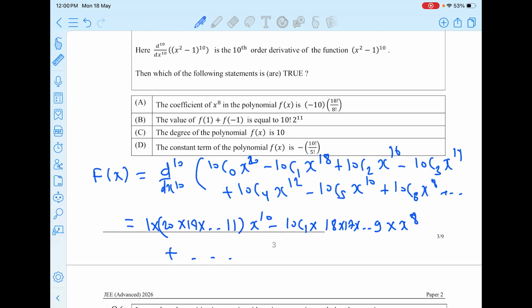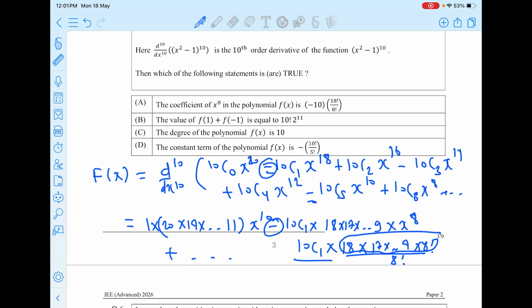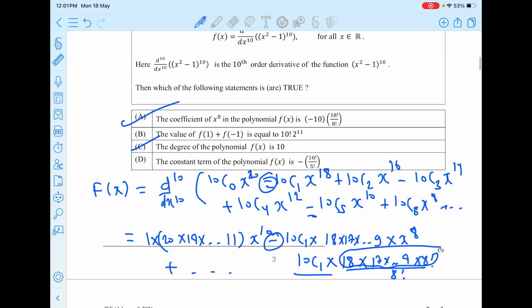For example, the coefficient of x power 8 is this quantity. What is this quantity, it is 10c1 into 18 into 17 into 9. If you multiply by 8 factorial in numerator and denominator, you will get 18 factorial by 8 factorial into minus 10, because one minus sign is here. Because of that you will get the option. Degree of polynomial f(x) is 10. Yes, the degree of polynomial f(x) is 10. That is also clearly understood. Like that very easily you can mark.